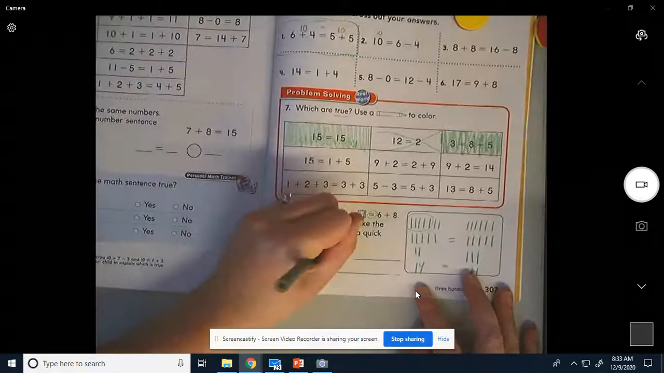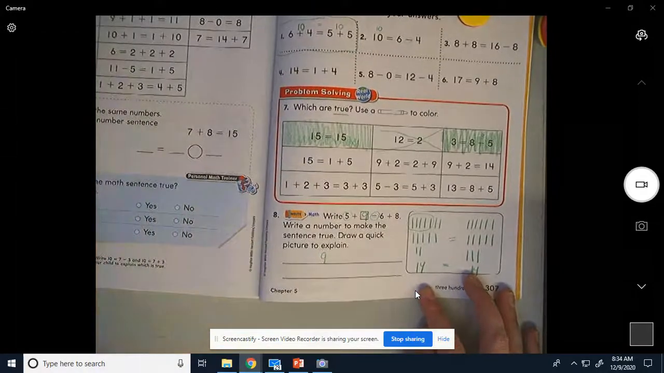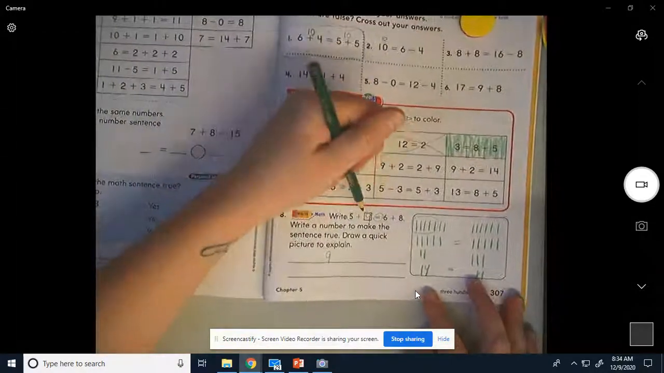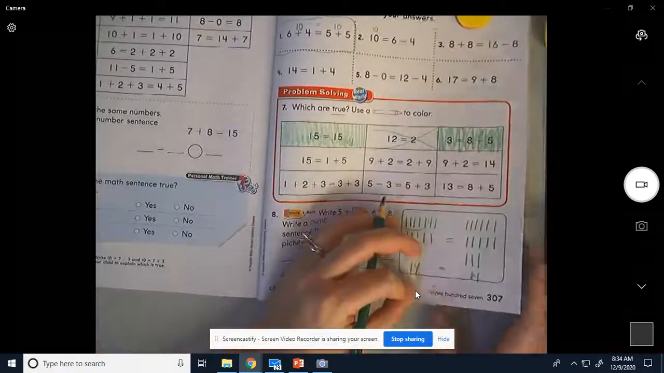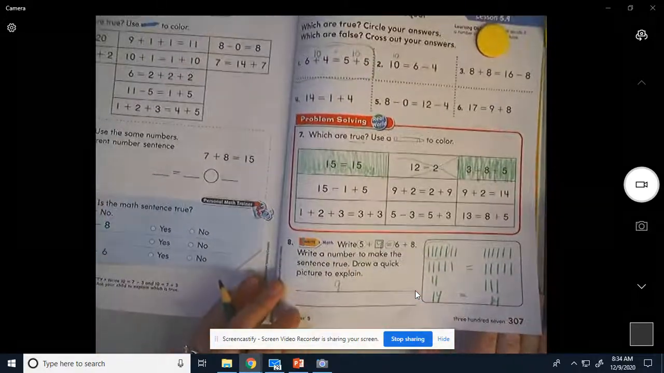So the number is 9. Okay? 5 plus 9 is 14, which is equal to 8 plus 6 is 14. If you need to stop to draw that, you can do that.